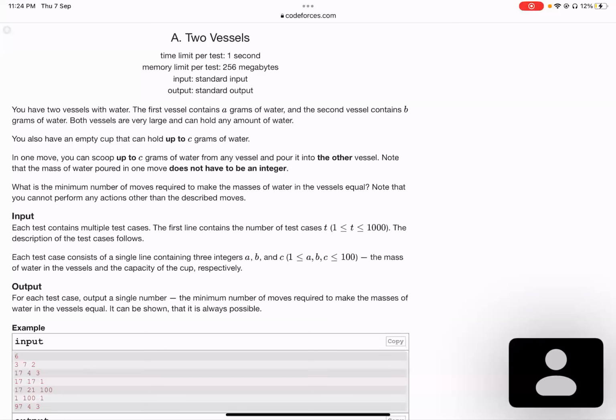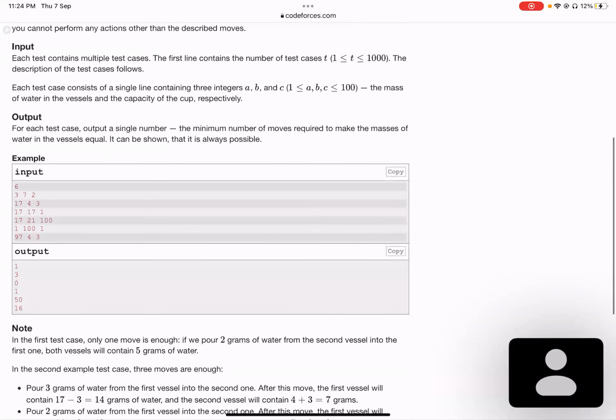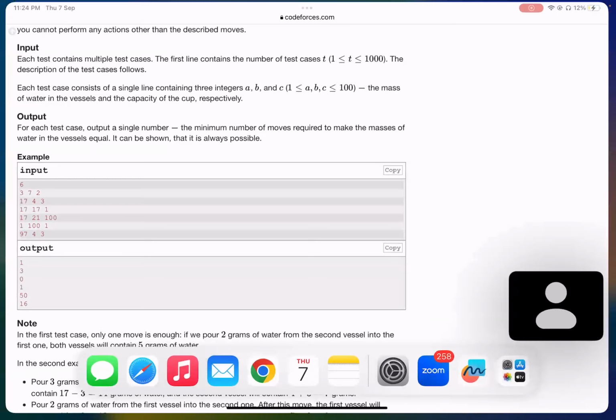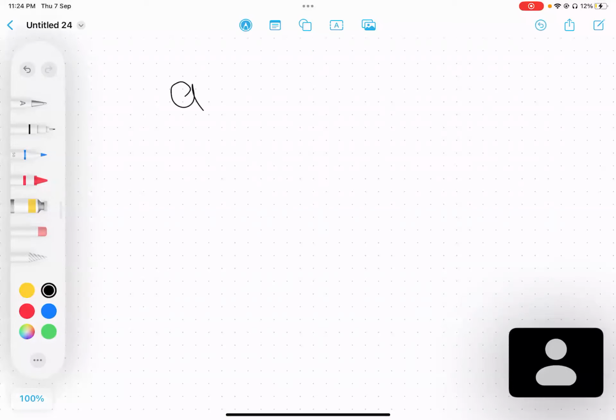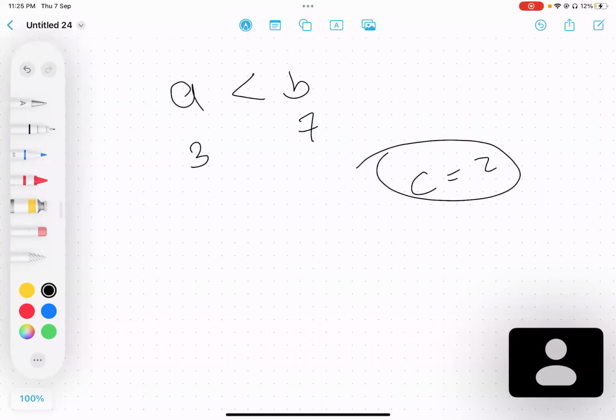Now the question is how many minimum number of moves are required to make the mass of both vessels the same. So let's say you have A and B, and let's assume A is less than B. Let's take an example. Let's say this is 3, and this is 7, and take C equal to 2. It is saying you can remove at max 2 from B, and you need to tell the minimum number of moves to make A equal to B.